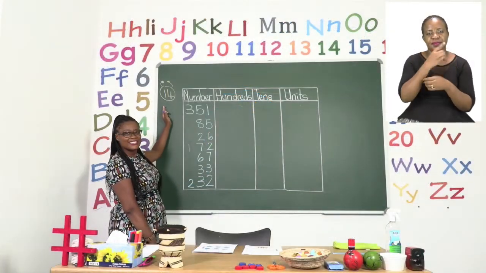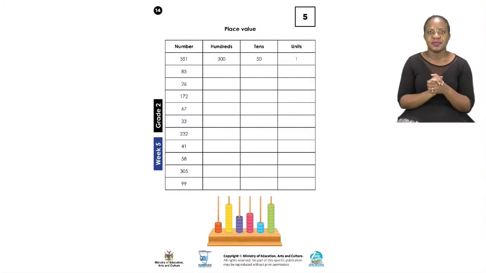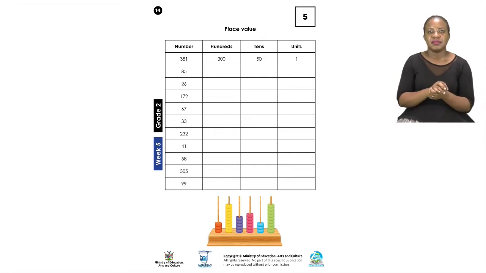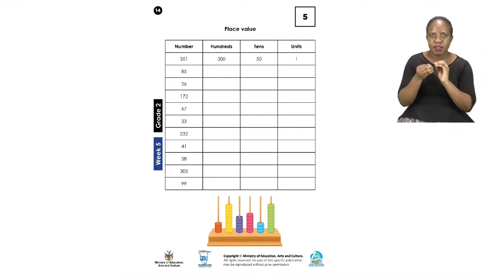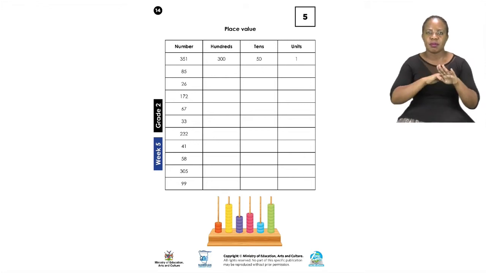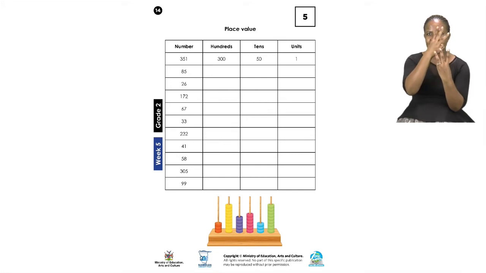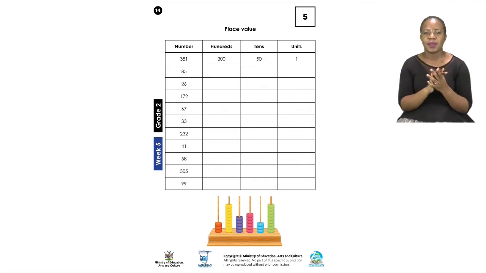To page 14. On page 14, we are talking about place values. Now, place value is when we organize numbers according to the place they are supposed to be and the value that they have. They have given you an example for 351. And you can see how they made the 300, the 50, and the 1. So I am going to show you how they did that. Let us take a good look at the board.